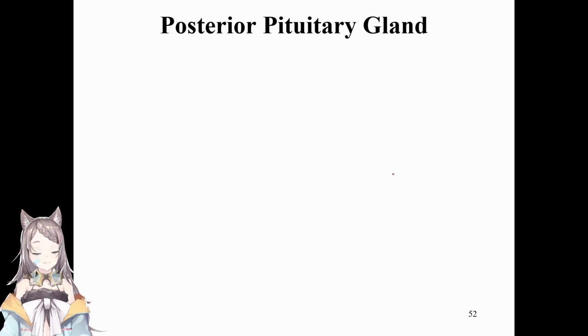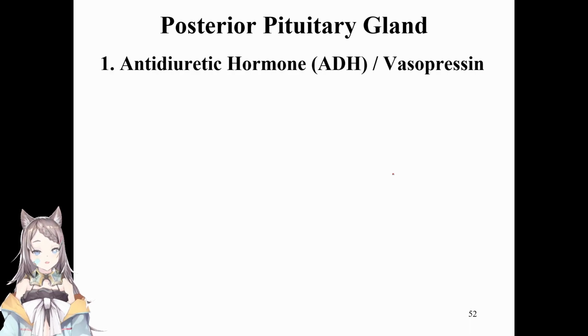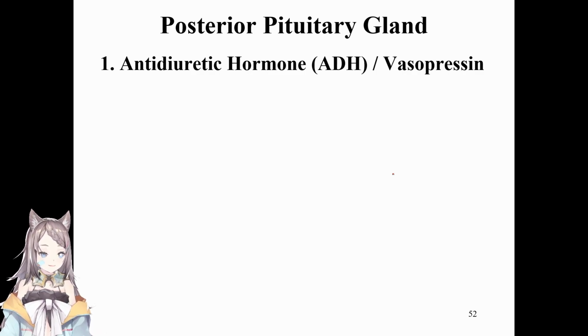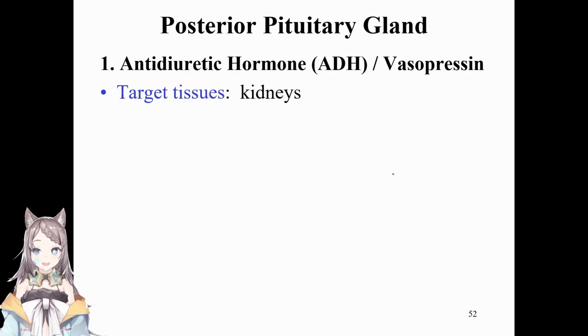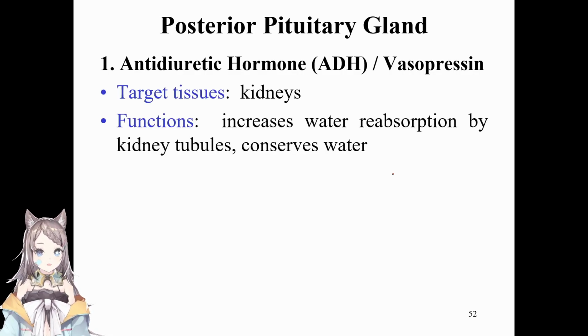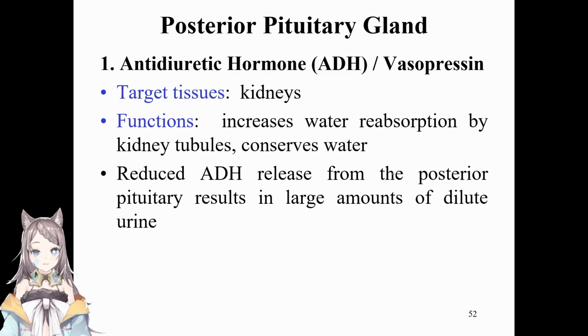Next, you have your posterior pituitary gland. So you only have two hormones here, your antidiuretic hormone or your vasopressin and your oxytocin. So your ADH targets the kidneys. Antidiuretic meaning it prevents your diuresis. Functions include increased water reabsorption in the kidney tubules and also conserves water. Reduced ADH released from the posterior pituitary results in large amounts of dilute urine. Okay.